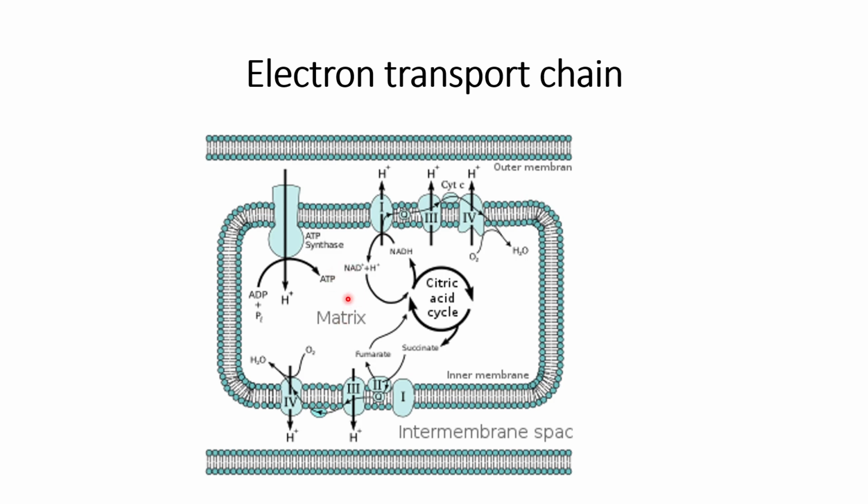The main reason why mitochondria is known as the powerhouse of the cell is the generation of this ATP within the mitochondria. And in eukaryotic cells, most of this electron transport chain reaction occurs in the inner membrane, that is shown here.